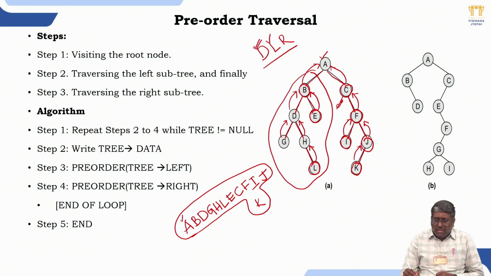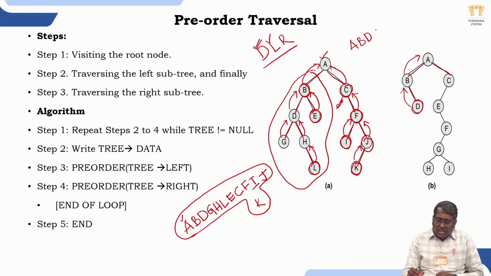Okay, so for the other given tree, the pre-order traversal is: first visit A, which has the left child B, then go and visit that one. B has only one right child. After visiting the node and the left children, then visit the right children, that is D. D has no children, so go back to B, again go back to B's parent node, which is A. Now we have visited A and its left subtree elements. Then move to the right subtree.